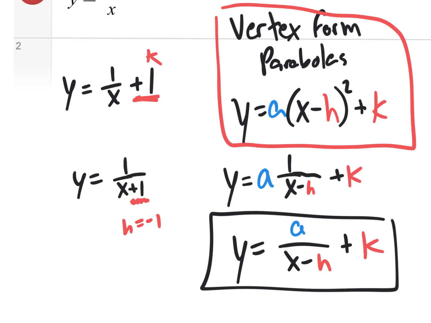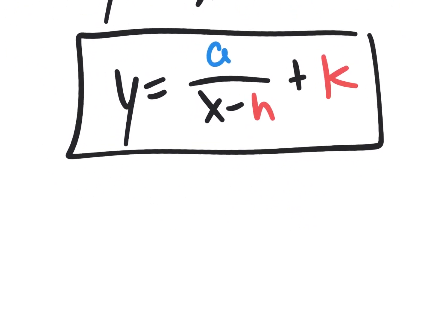Think opposite of what you see for h, and it will tell you whether it shifts left or right. And k, take it for what it is, and it'll tell you if it shifts up or down. The major difference between parabolas and these reciprocal functions is that on parabolas in vertex form, the h, k was the vertex, the most important point. And down here, in our reciprocal form function, what's really important is our asymptotes, all right? The asymptotes.